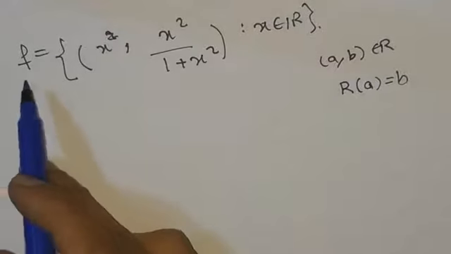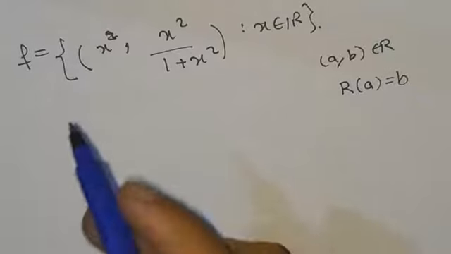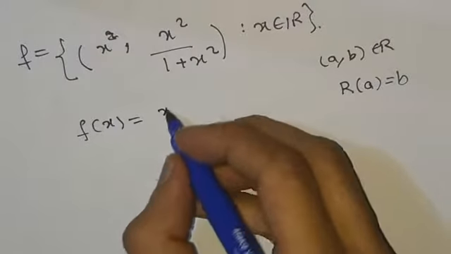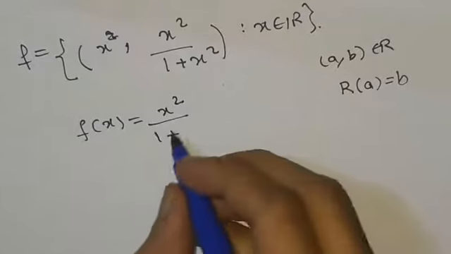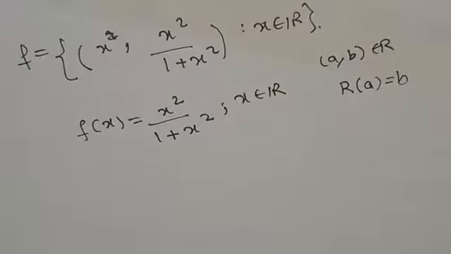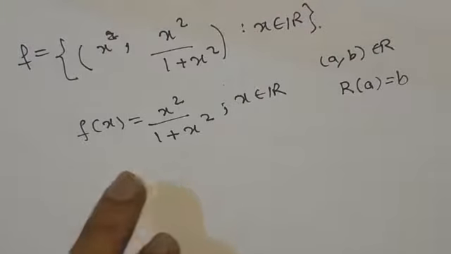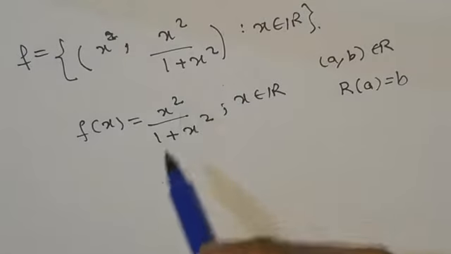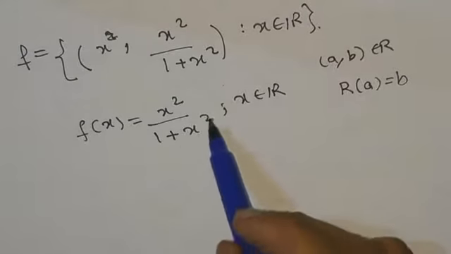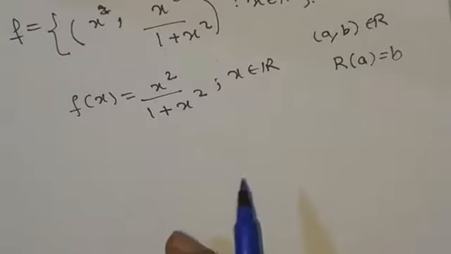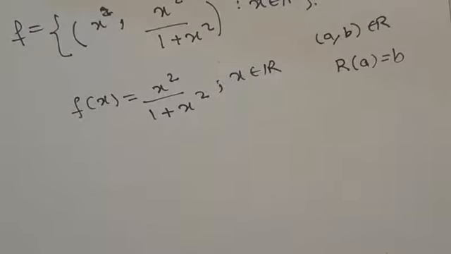A function is a special relation. So we can write here f(x) equal to x² divided by 1 plus x², where x belongs to the real numbers. So we have to first write this in terms of the standard way of writing the function. So we have written it here, f(x) equal to x²/(1+x²), where x belongs to the real numbers. Now we have to find the range of this function f.